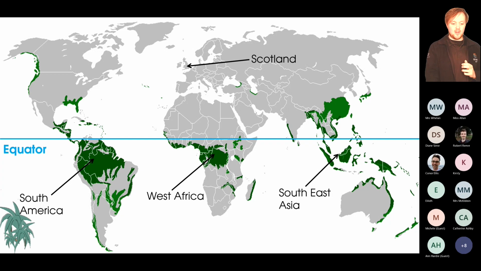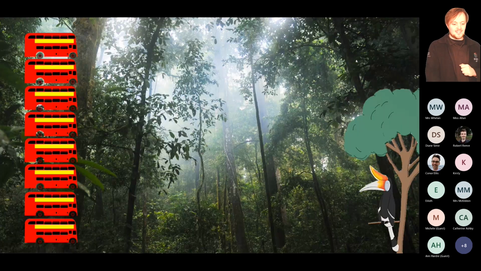So that's where we get our rainforests, but we're all the way up there. We're really far away from where we get these tropical rainforests. It's not hot enough in Scotland. It's not rainy enough in Scotland. You need both of those things for your rainforest to grow.